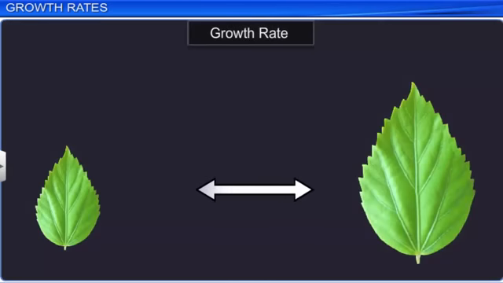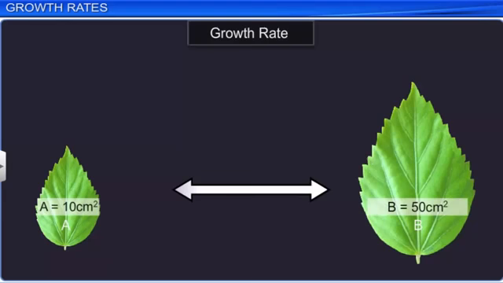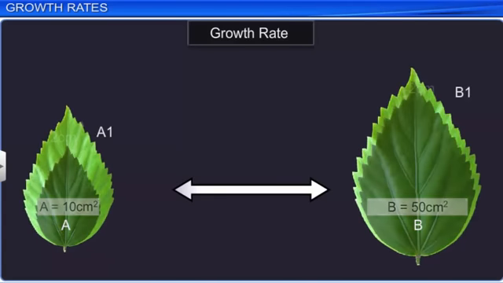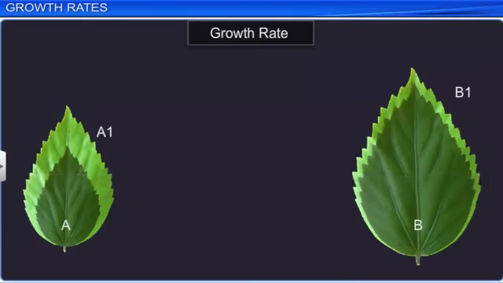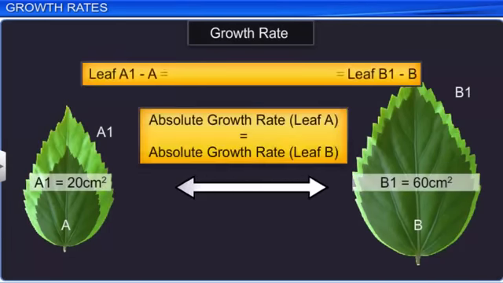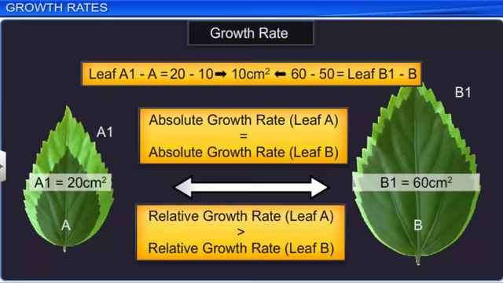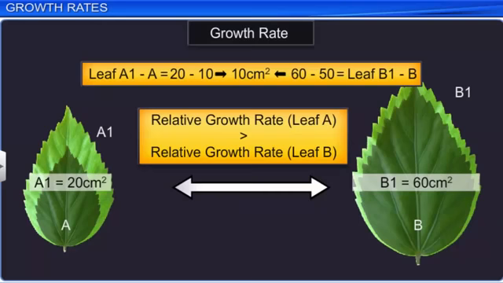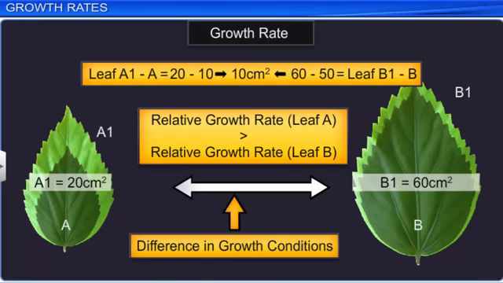Let's compare the growth rate of 2 leaves. Here we can observe a 2 cm increase in the surface area of 2 leaves. This shows that the absolute growth rate, or AGR, is same for both the leaves. But the relative growth rate of the first leaf is greater compared to the second one. The difference in the relative growth rate may be due to the difference in growth conditions.